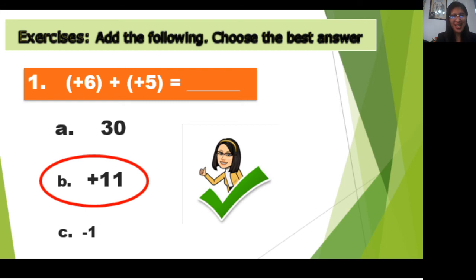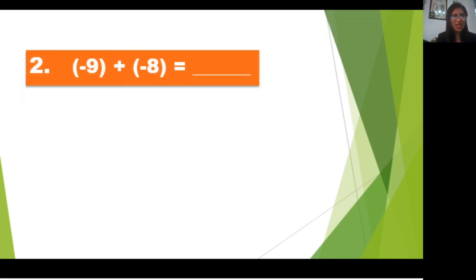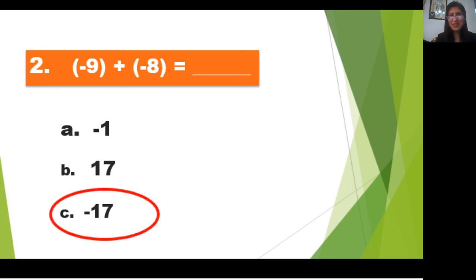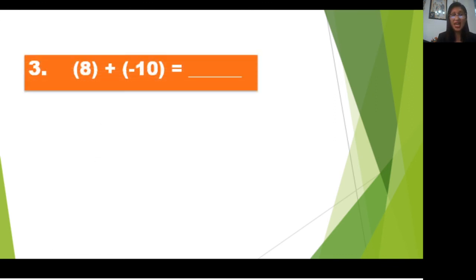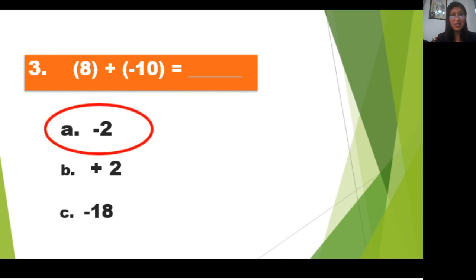Very good. Alright, let's proceed to number 2. Negative 9 plus negative 8. The sum is negative 1, positive 17, or negative 17? The sum is negative 17. Good job. Okay, let's have number 3. 8 plus negative 10. The sum is negative 2, positive 2, or negative 18? The answer is negative 2.